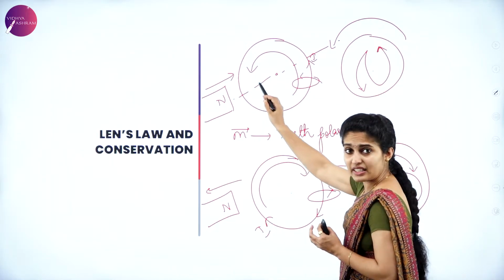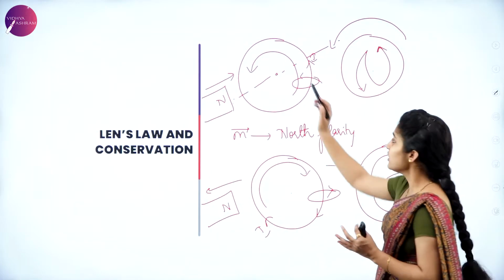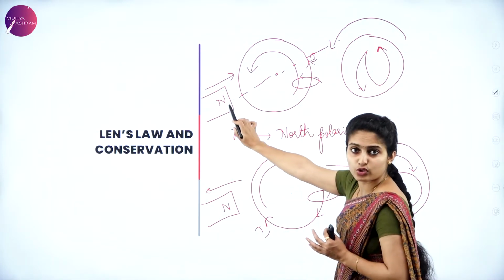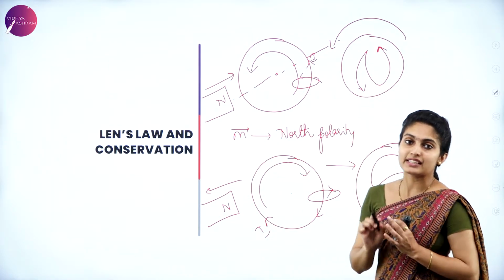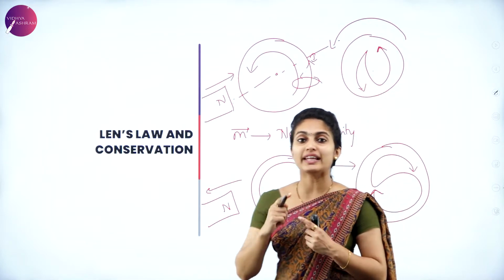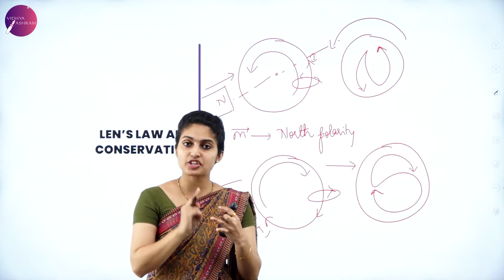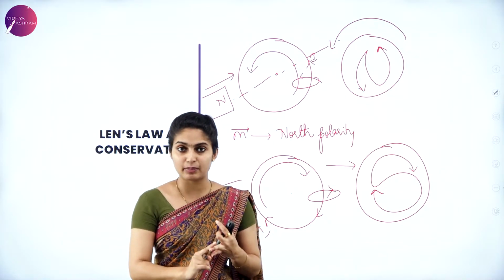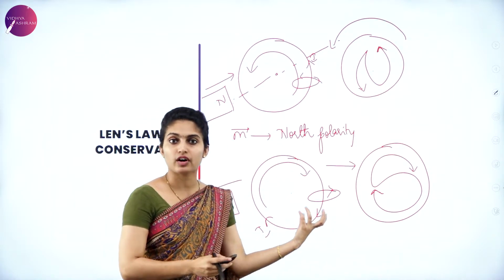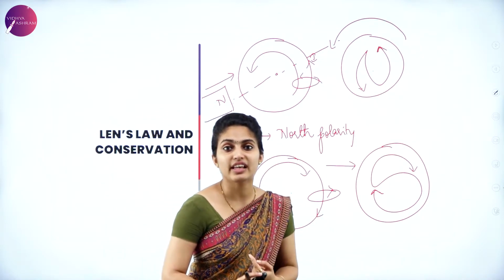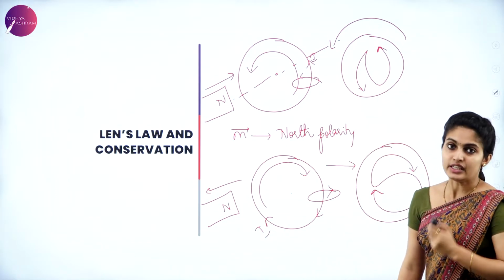So the work done in bringing these two coils near and these two coils away, that is work done against the force of repulsion and work done against the force of attraction, is said to be converted into electrical energy. That is, work done against repulsion and against attraction is nothing but mechanical work. So whichever mechanical work we are supposed to do here is being converted to electrical energy. That is always about the Lenz law and conservation of energy.